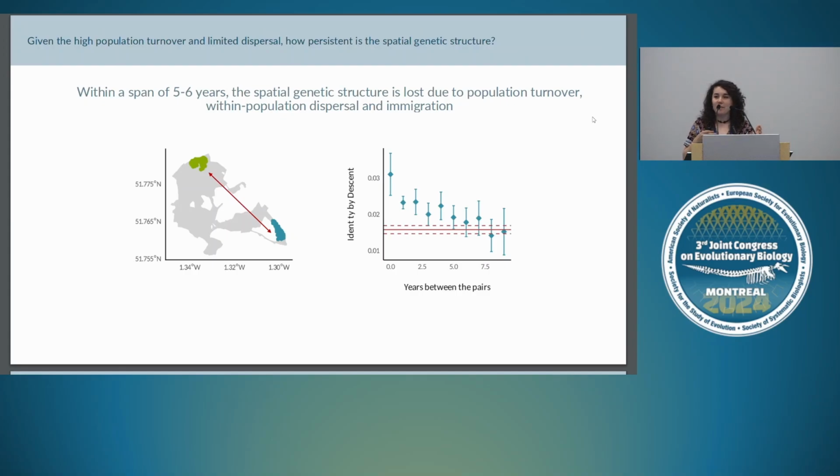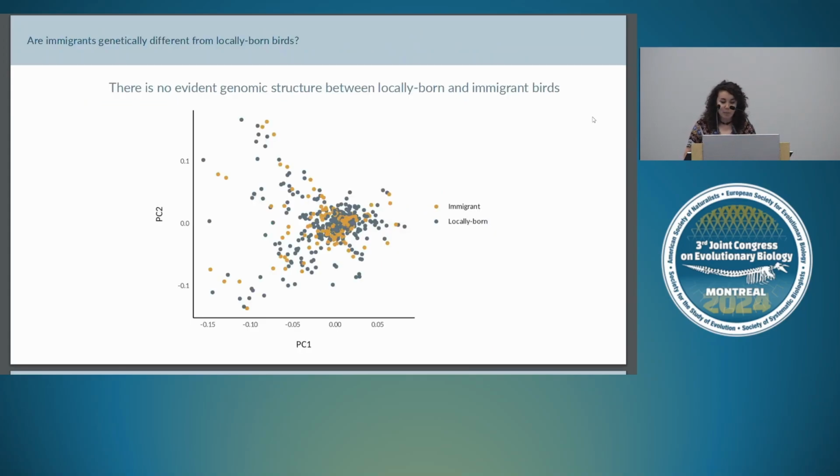So this reveals that the spatial genetic structure is lost at some point, and it is a very dynamic system, probably due to population turnover and mortality, but also within-population dispersal and external immigration. We haven't talked a lot about external immigration, so we're going to do that now.